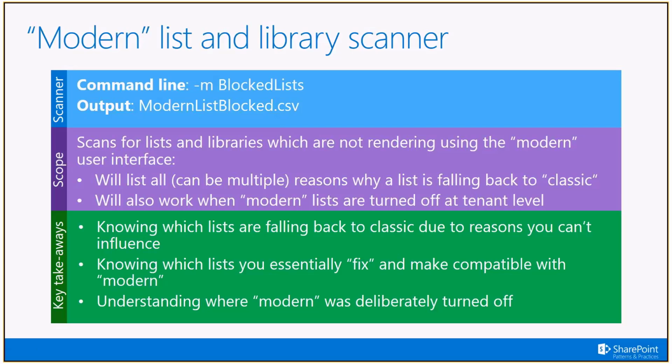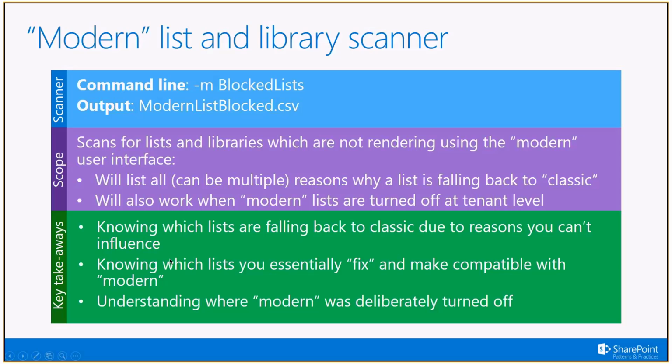This scan also works when you have turned off modern at the tenant level. So suppose you are one of those big enterprise customers which has turned it off for now. The scan will still tell you, once you turn it on, which lists and libraries will not work, and which ones will work will not be listed, but it will tell you which of the libraries will not work when you turn it on. Or where the library and list experience is currently classic, and the reasoning behind it, right? Correct. That's one of the reasons why it would be in classic. Yeah.